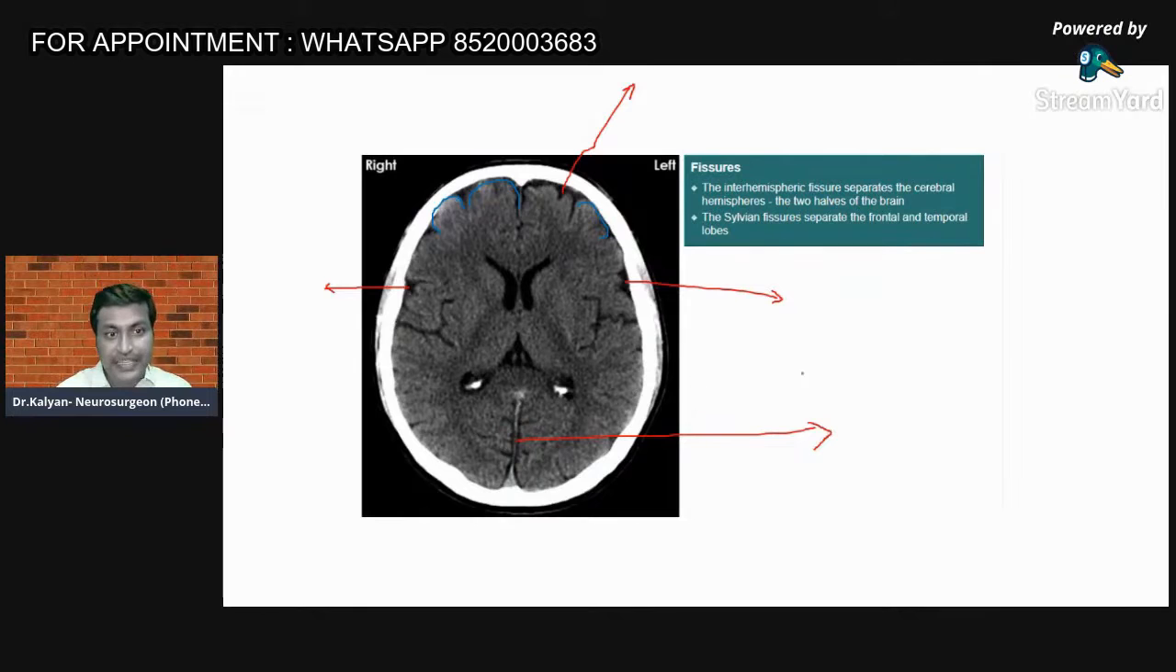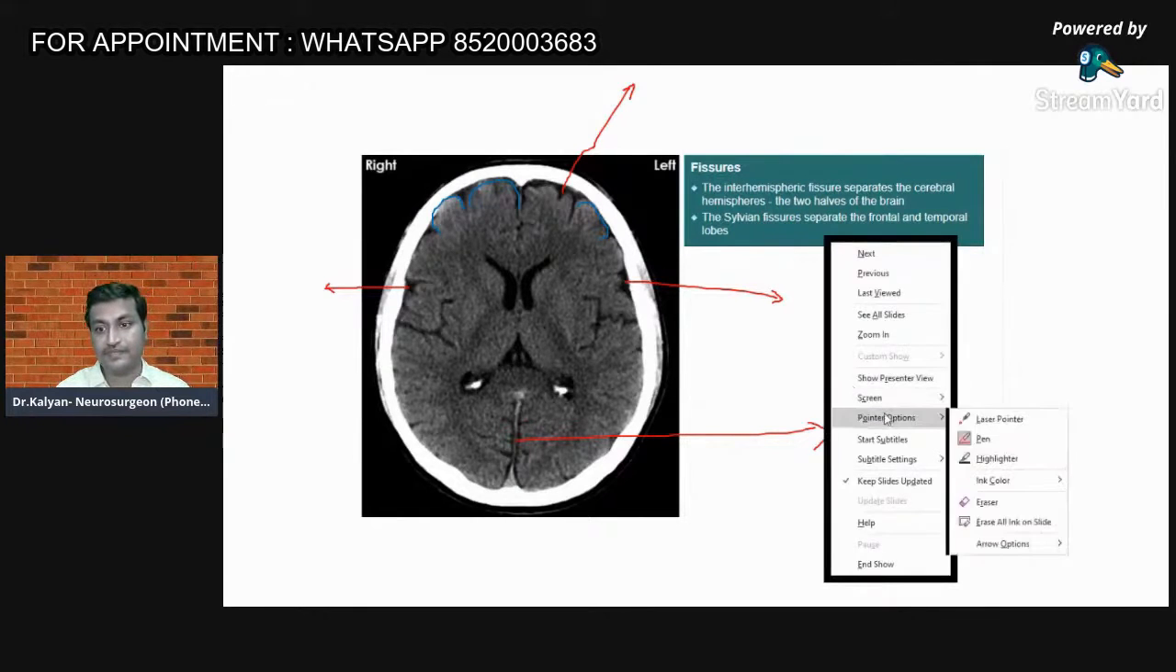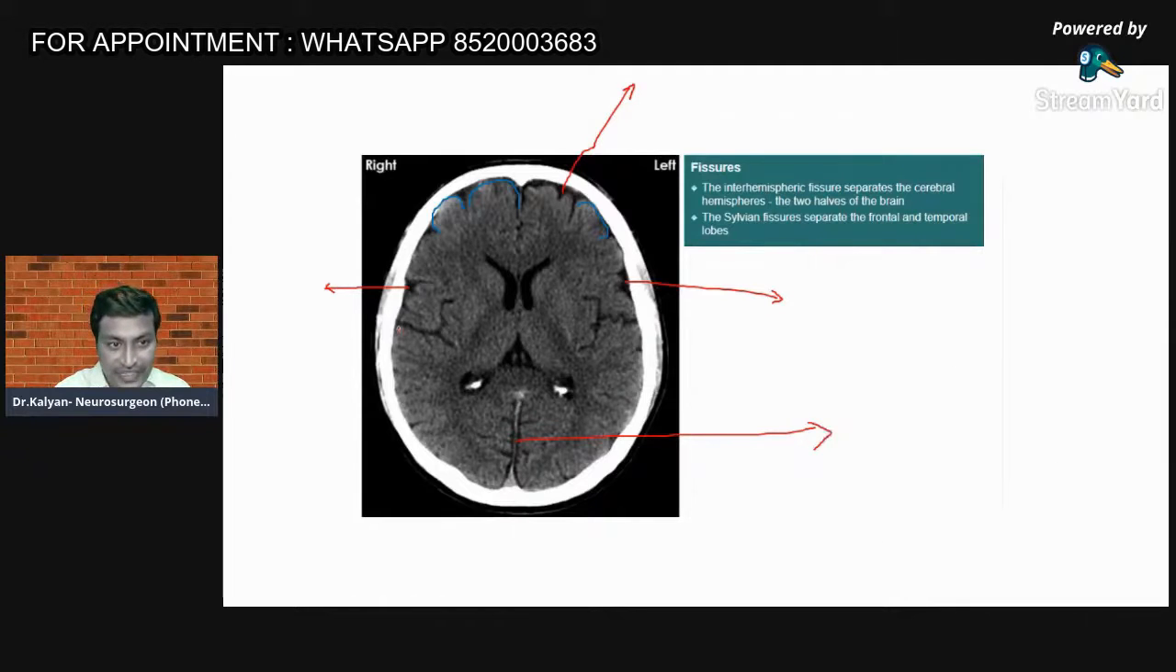Can you identify the biggest sulcus? This is very big. This is very prominent on both sides. What I'm drawing now. Can anyone guess what this sulcus is? The biggest one, the last one which I have drawn. What is the biggest sulcus which I have drawn called? Yes, that is known as the Sylvian fissure.